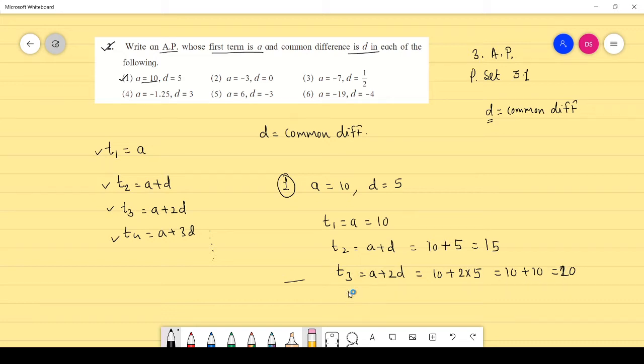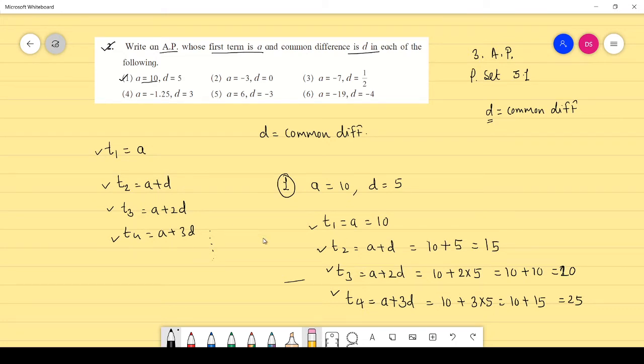Now you can guess the fourth term. If the first term is 10, then plus 5 is 15, then 15 plus 5 is 20, so the fourth term would definitely be 25. Let's check whether that value is right or wrong using A plus thrice D. A is 10, plus 3 into D, and D is 5. Three fives are 15, so 10 plus 15 is equal to 25. So our formulas for the first, second, third, and fourth terms are definitely right.